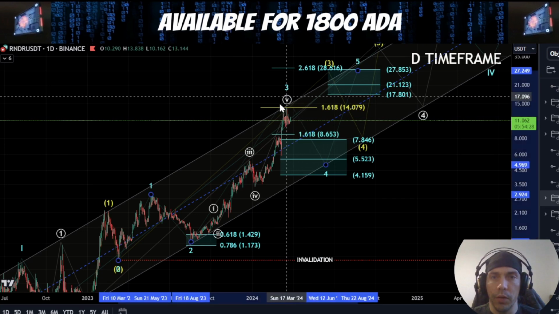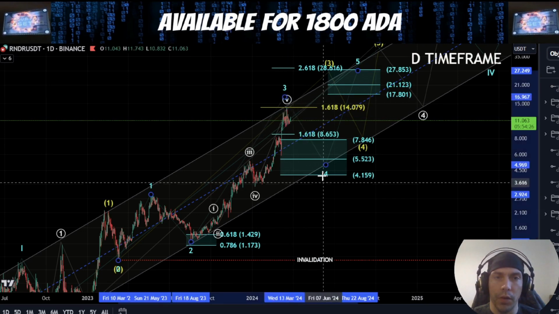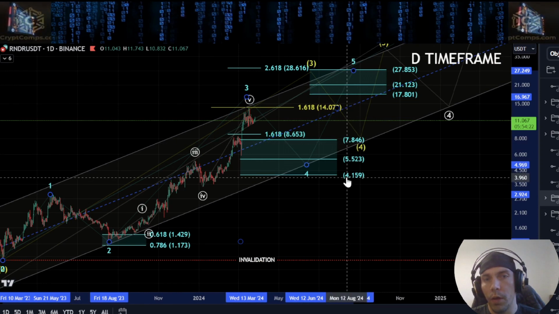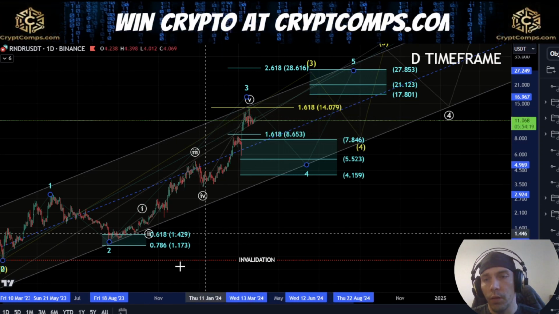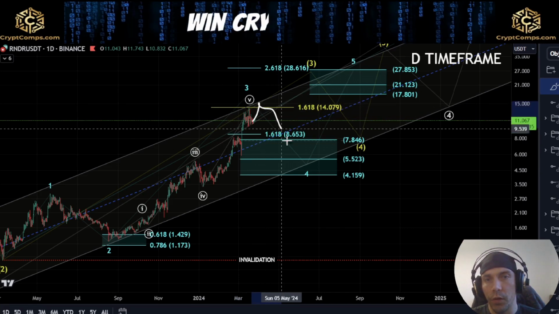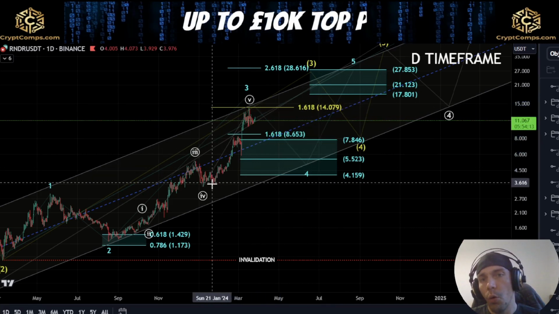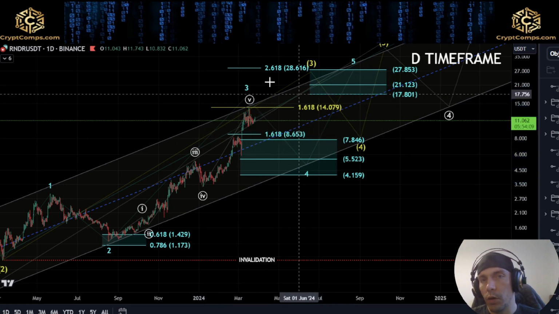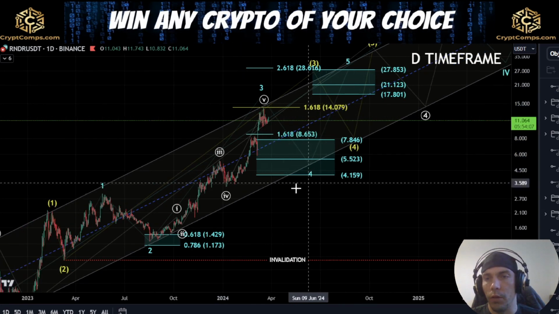What we would then be anticipating is the potential to actually see price come back down here, typically between this 7.84 to this 4.15. Now there is a possibility internally here that we could still see one more high before we see this bigger retracement to the downside, or alternatively we could also still look to just extend to the upside. So we're going to go over a couple of those different ideas later on in the video.